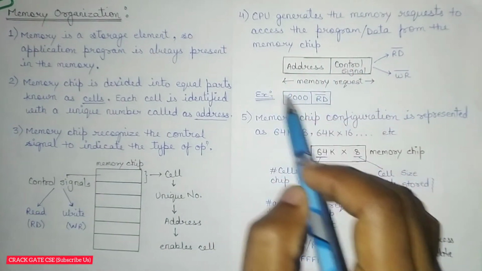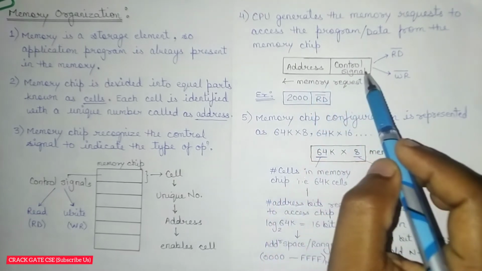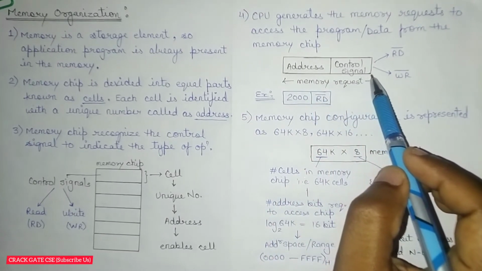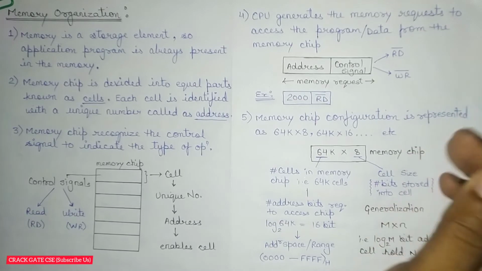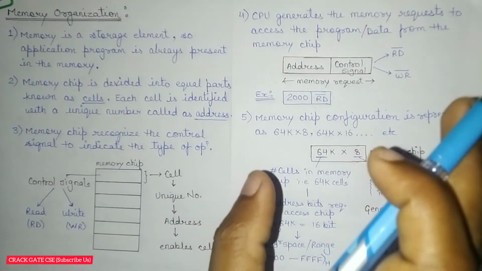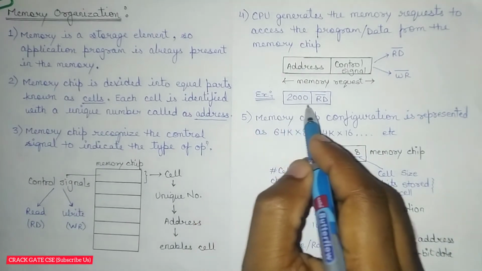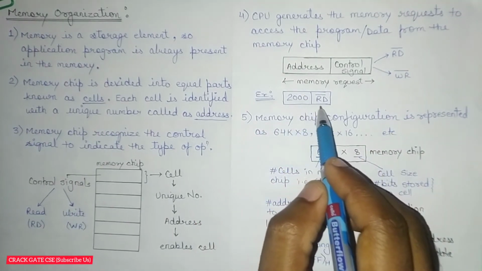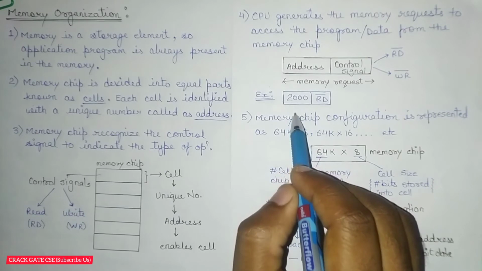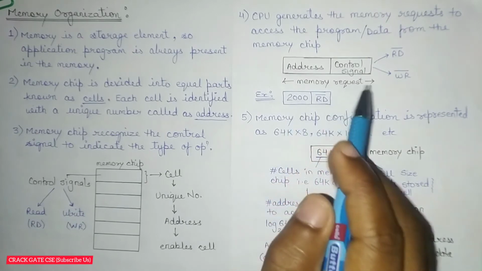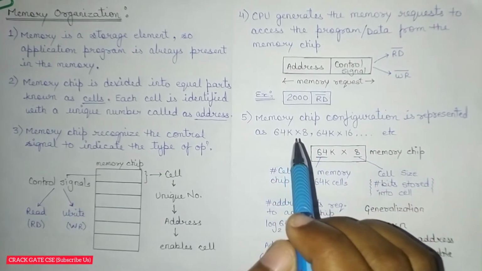So what will be the format? Along with the address you have to send the control signal, because using that control signal the system or the CPU will get to know whether you have to read or write. For example, it says 2000 read. That means go to memory location 2000 and read the data.